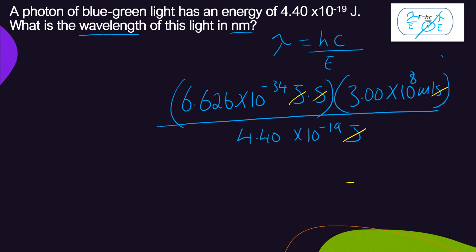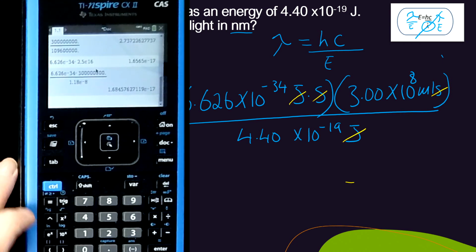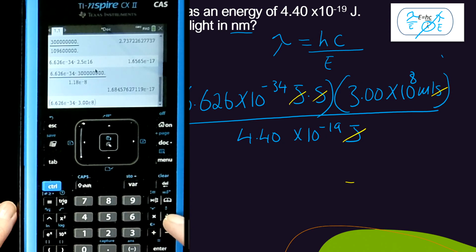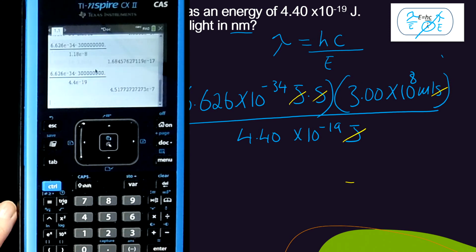So let's go ahead and put this into the calculator. Again, make sure you're using parentheses. So 6.626 EE negative 34 multiplied by 3.00 E8 and dividing that by 4.4 EE negative 19. Press enter and we see that we get 4.51, so 4.52 times 10 to the negative 7, and that is meters.